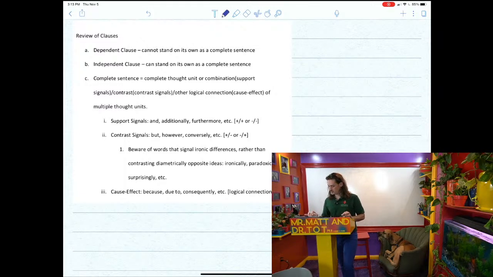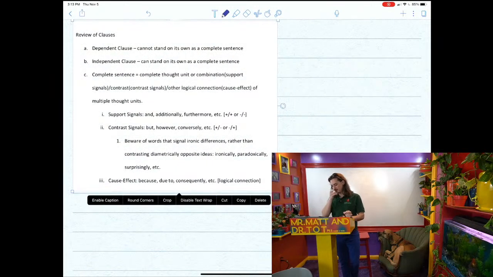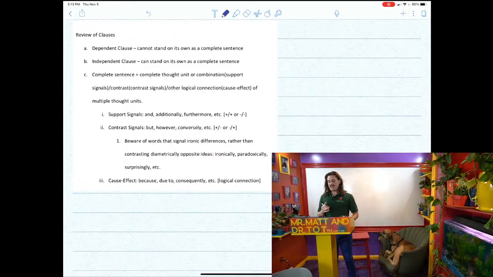Let me make that a little bit smaller for you guys. So support signals, these are words like and, additionally, furthermore, and they go one in kind to each other, where the first clause is supporting or adding to the fact or detail of the second clause. So you can think of it as a positive-positive relationship, or conversely a negative-negative relationship. So I don't like chocolate nor vanilla ice cream. That's a negative-negative. Or I do like chocolate and vanilla ice cream.